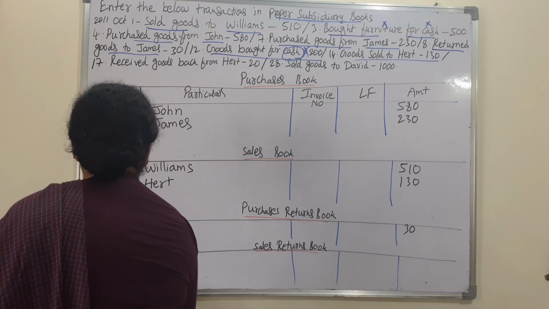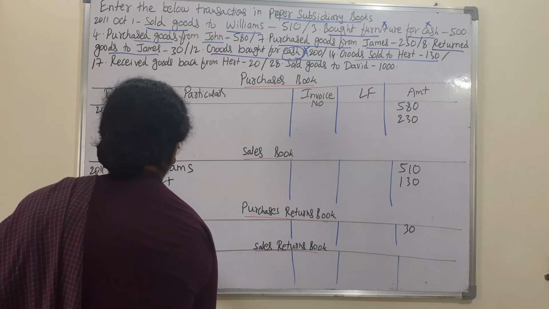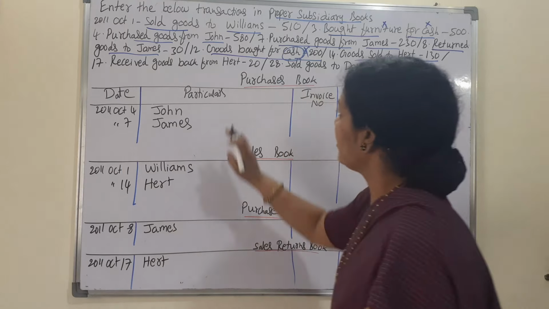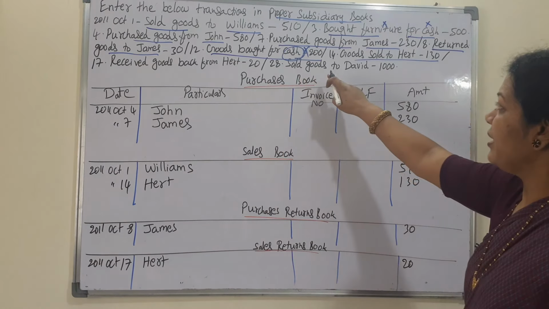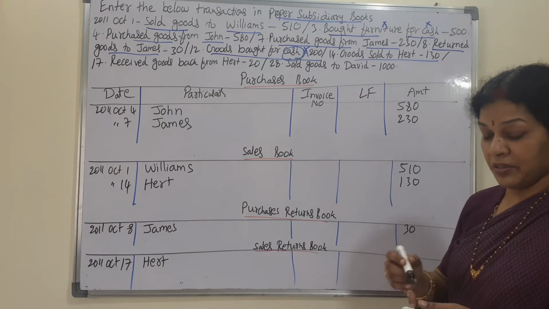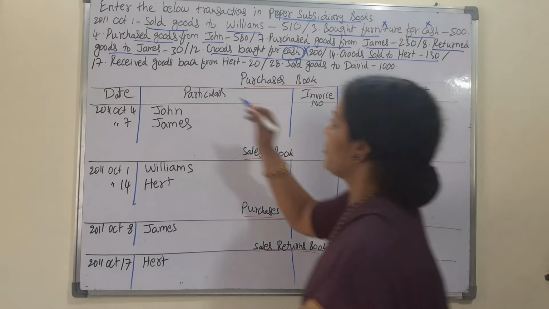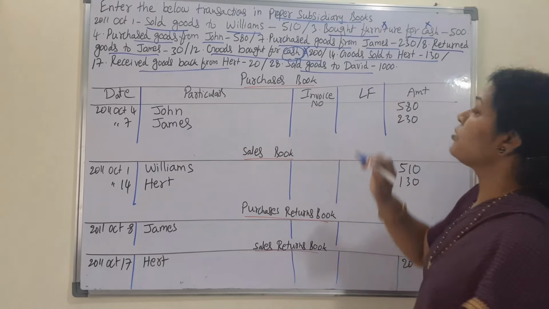2011 October 17th. Receiving from hurt. So I have written hurt. How much? 20 rupees. And 28th, sold goods to David. So this is over already. Now sold goods to David.